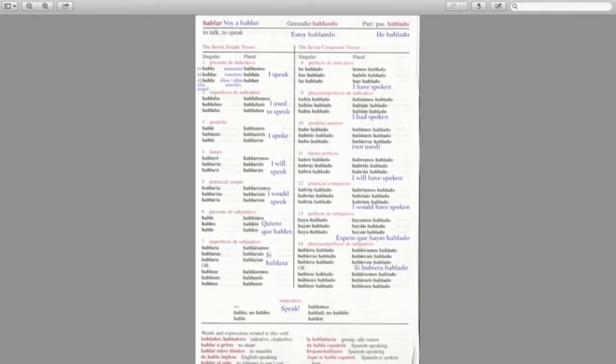And then down at the bottom, it gives you these nice phrases and words. So just little expressions. Hablar a gritos, to shout. De habla inglesa, English speaking, and hablar al oído, speak in one's ear, and so on and so forth.